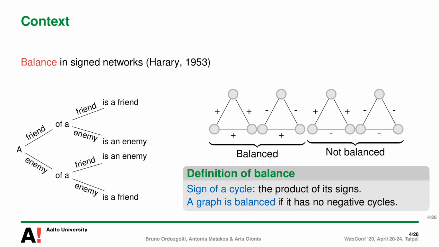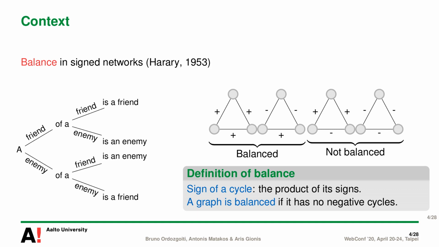We're concerned with the concept of balance in signed networks, which is a representation of the old adage, a friend of a friend is a friend, and so on. So on the right you can see a depiction of the 4 possible non-isomorphic signed triads. The 2 on the left are balanced, while the 2 on the right are not. And you can check by yourself that the ones that are balanced are consistent with this idea of a friend of a friend is a friend, and the ones that are not balanced are not.